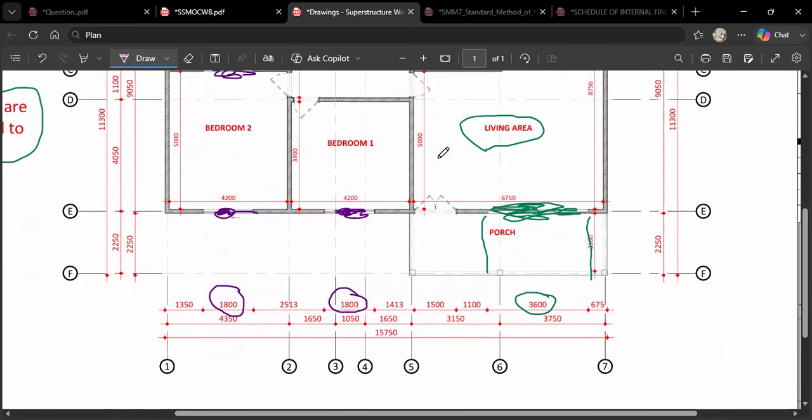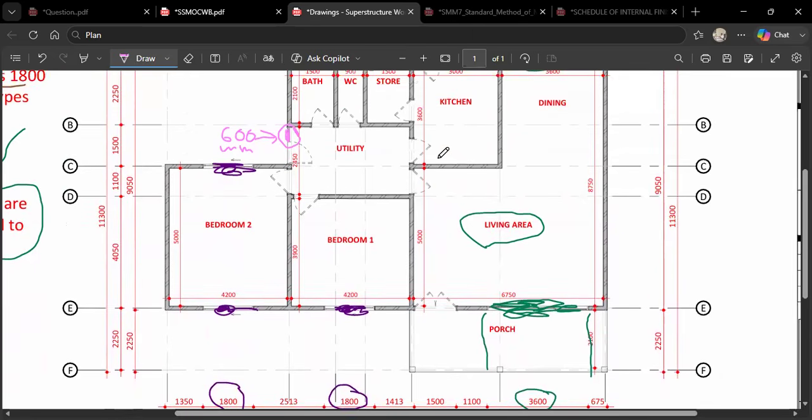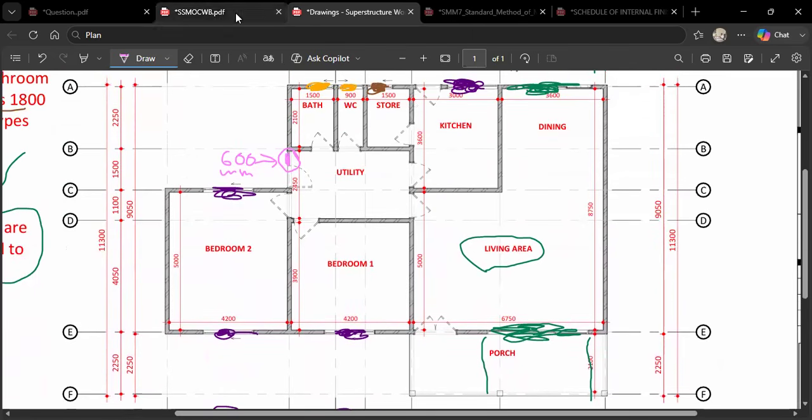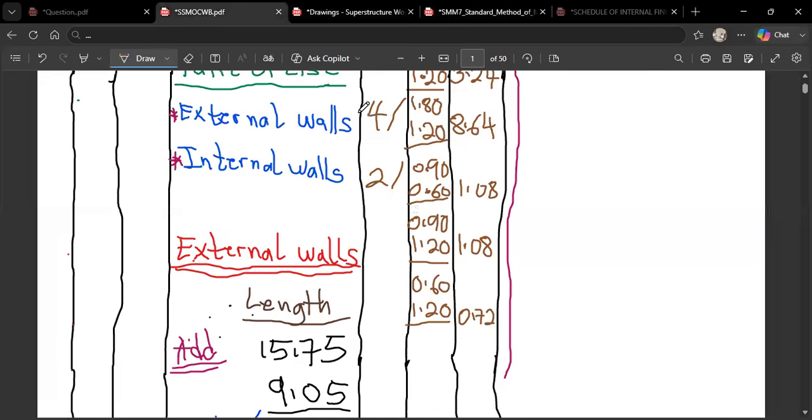Let's proceed. So we are coming to the doors. So let me write over here the doors.